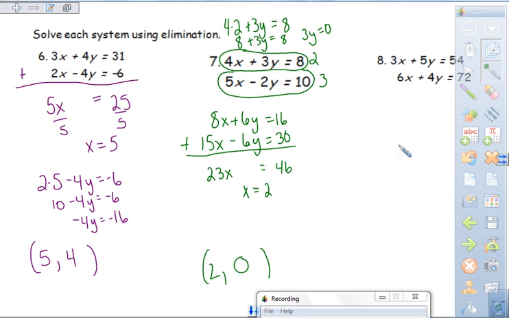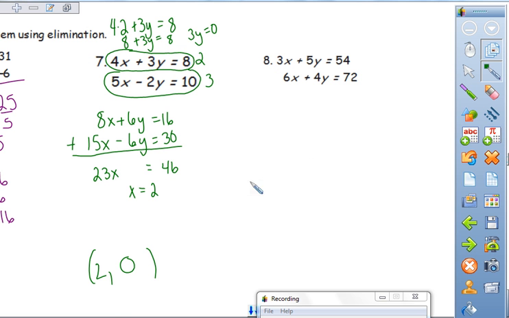Now, on your half sheet of paper, I would like you to try this last problem. Make sure you find opposites. So in the top equation, we have a 3 and a 5. In the bottom, we have a 6 and a 4. So if we do opposites in the x, what number would we be looking at? You could do 12 if you want. Then you can multiply the top one by 4 and the bottom one by a negative 2. Then you'd have a positive 12 and a negative 12.